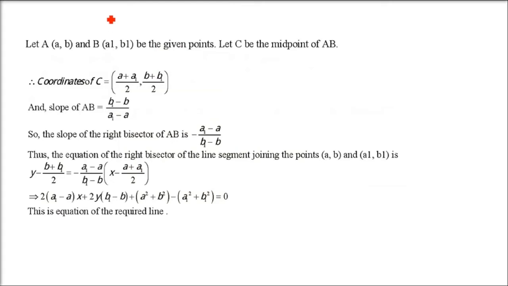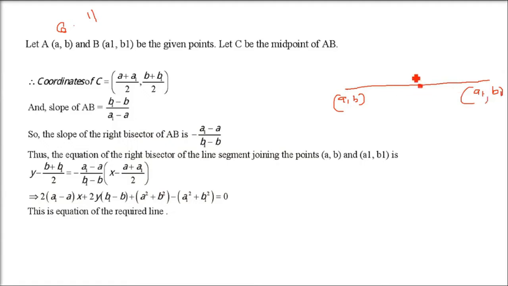Question number 11. Find the equation of the right bisector of the line segment joining the points A, B and A1, B1. So, same question, only the characters are different. We have this as A, B, and this is A1, B1.